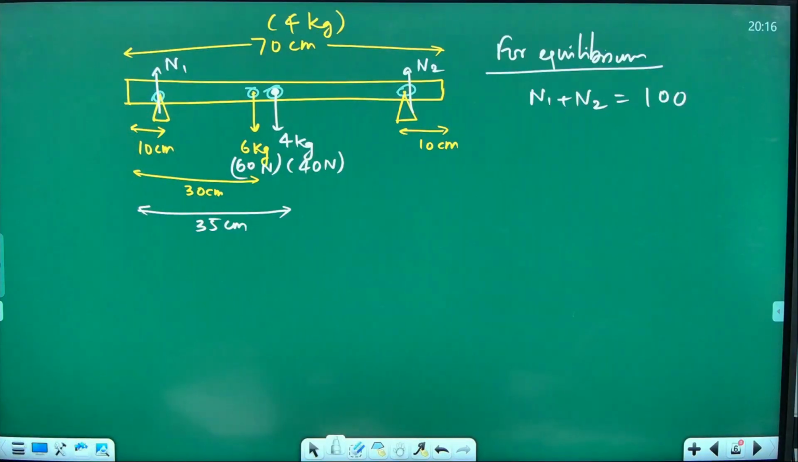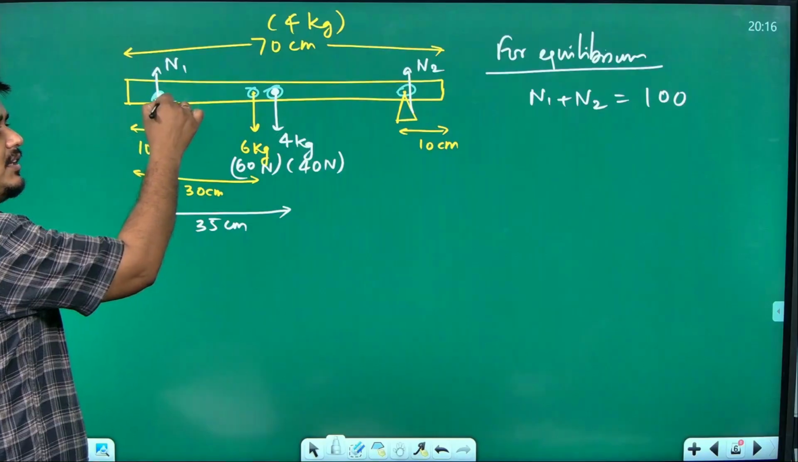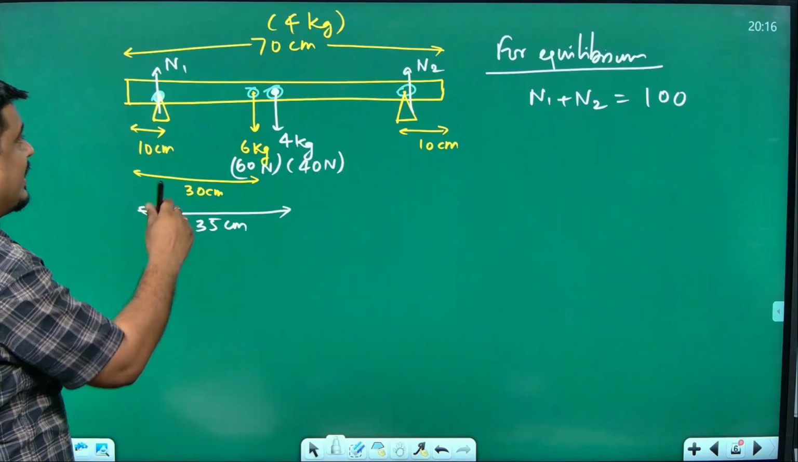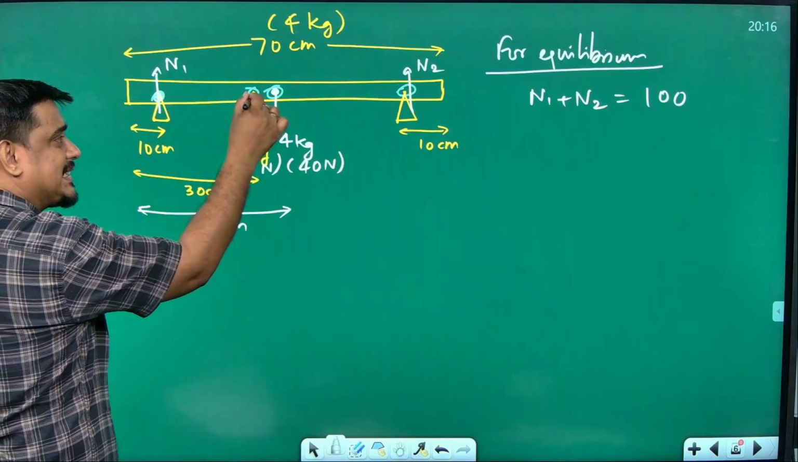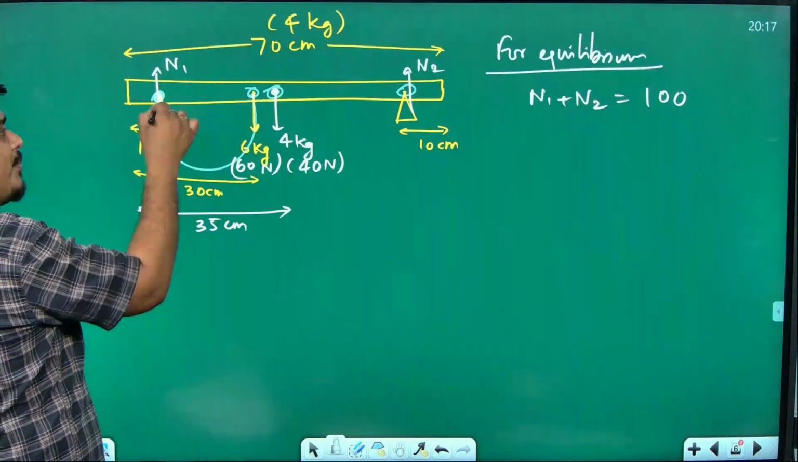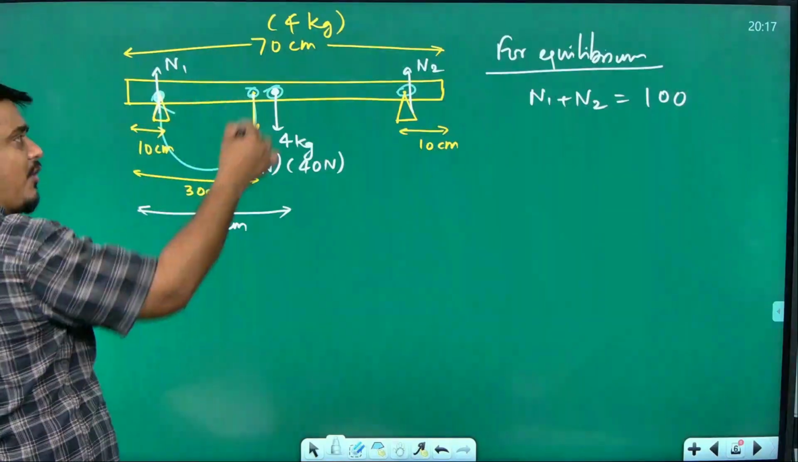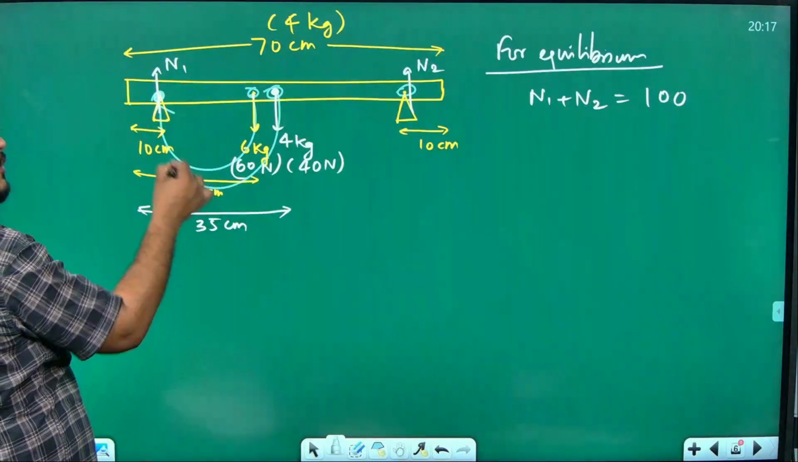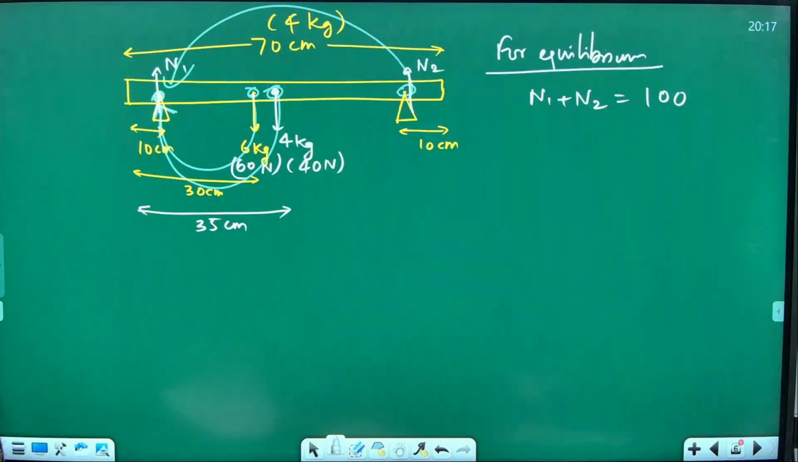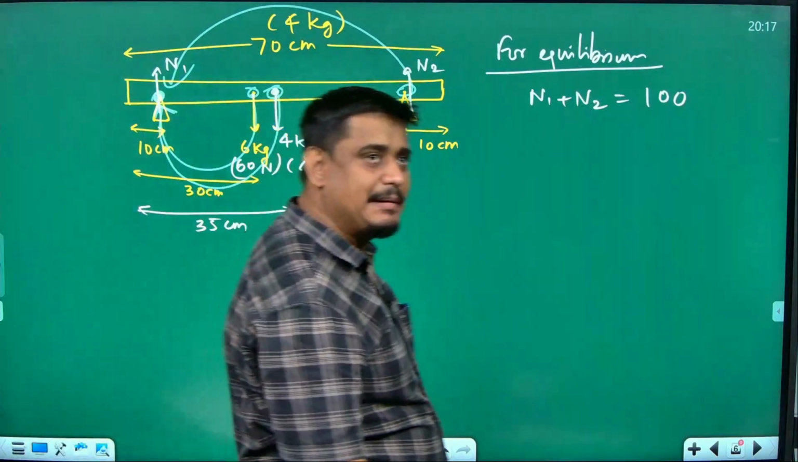So suppose, Srinidhi, if I take this point, is it visible to you what I am drawing? Yes, sir. Okay. So at this point, this 6 kg force, that is 60 Newton force, will produce what kind of moment? What is the direction? Clockwise. This 4 kg will produce clockwise. N2 will produce anti-clockwise. Are you getting my point?